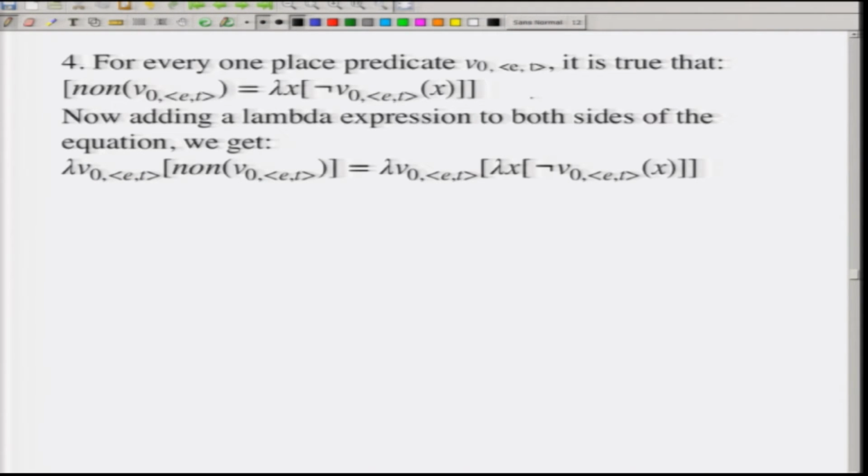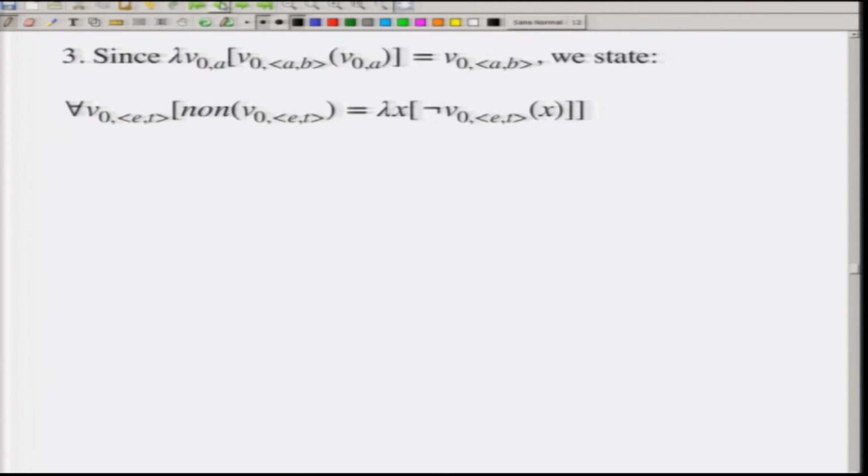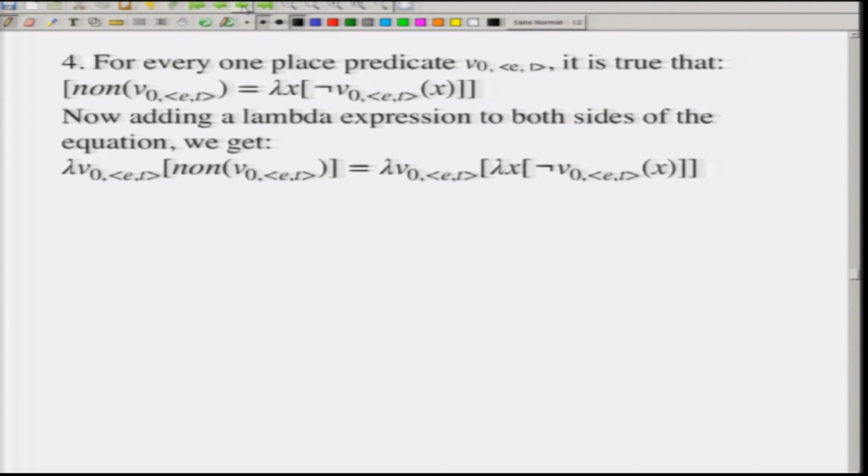So we are just explaining whatever we have written here. See, for every 1 plus predicate v0 e to t, it is true that this. Now adding a lambda expression to both sides of the equation, we get. Now we once again add lambda. I will try to explain why we are adding so many lambdas. There is an agenda. That is why we are doing this. We once again add these two lambdas, and then finally we are here.